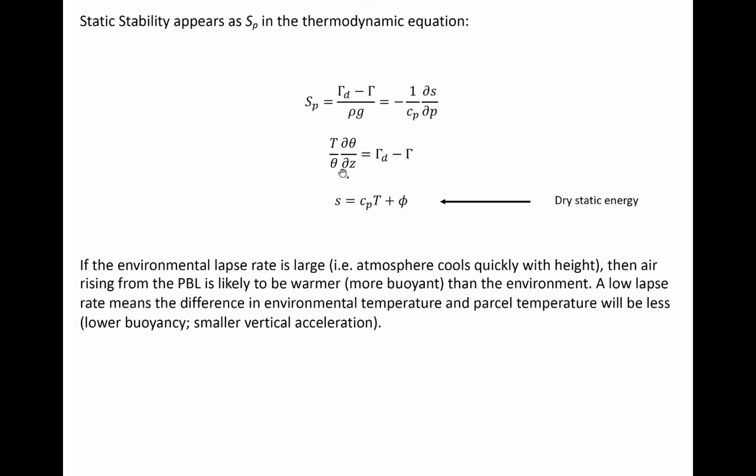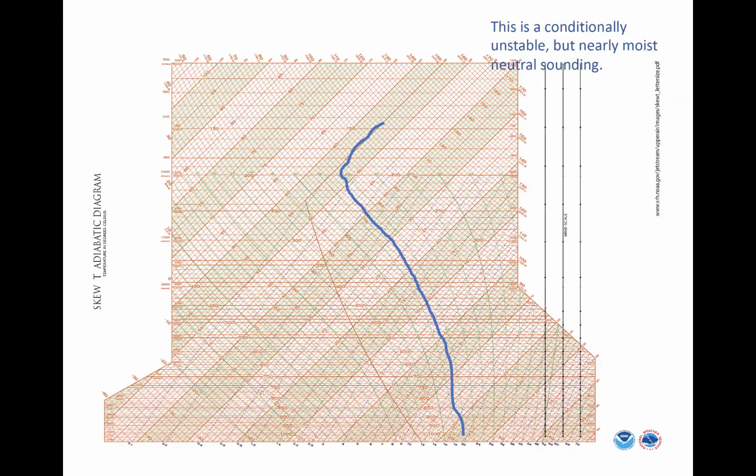Essentially, cloudy air rising moist adiabatically out of the boundary layer will experience more positive buoyancy, or less negative buoyancy, as the environmental temperature decreases. An increased lapse rate means that the temperature in the environment cools more quickly with height. Finally, S sub p can also be defined as proportional to the negative vertical gradient in pressure coordinates of dry static energy. Dry static energy in the tropics generally increases with height. And the definition of dry static energy is shown right here. S is Cp times T plus phi.